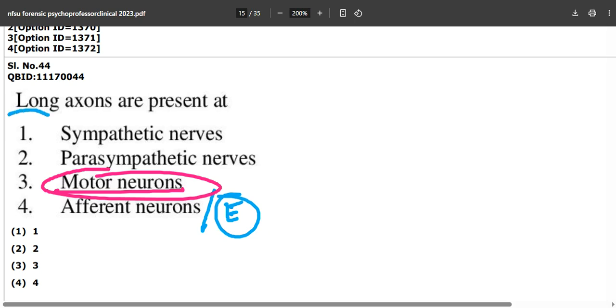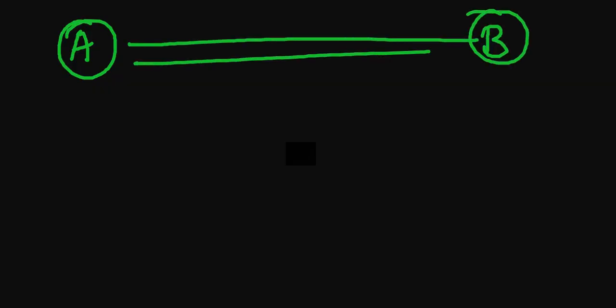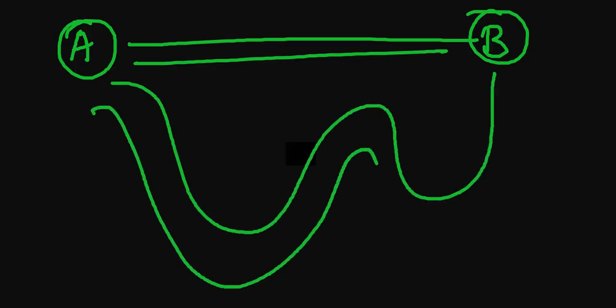And long axons: first of all, why do we need long axons? Because we want our signal to travel long distances. If you want to go from here to here in a quick time, which path will you choose? You will choose this path or this path? Obviously both have their own benefits, but you will choose this path because this is the quickest.